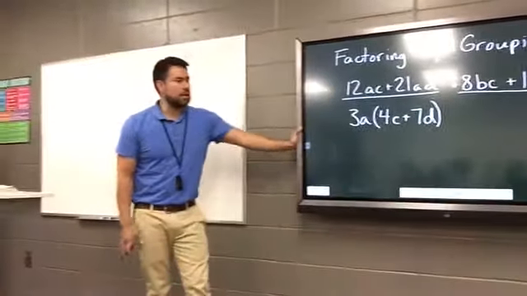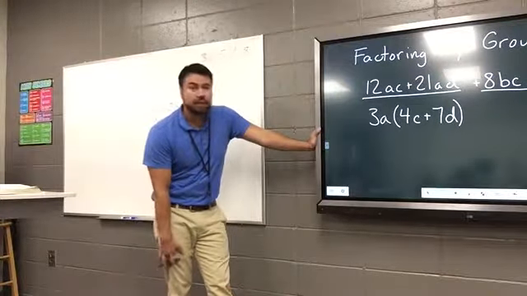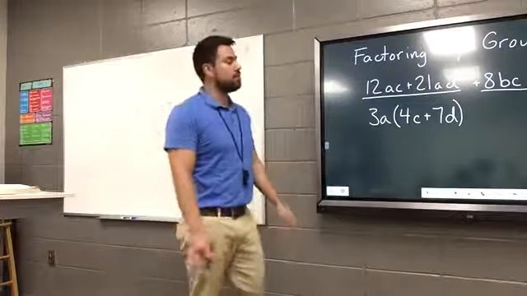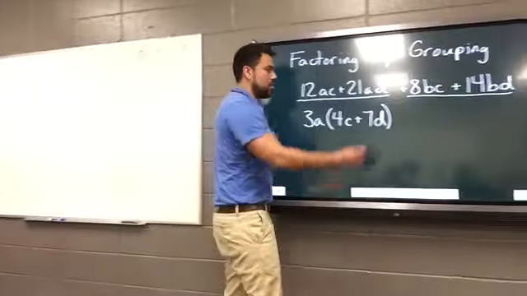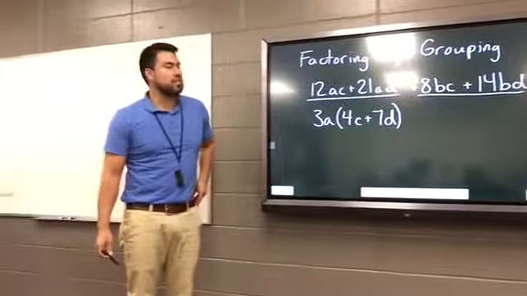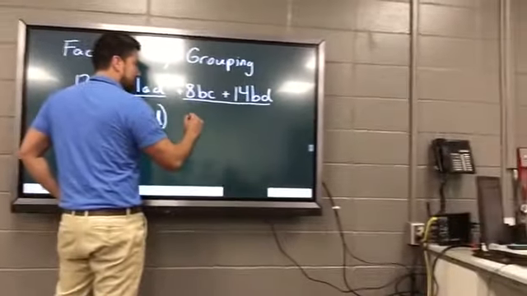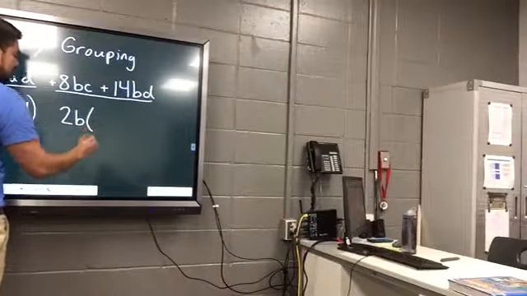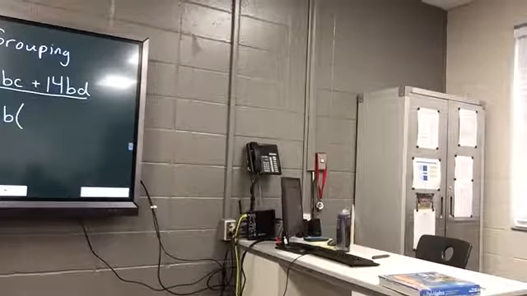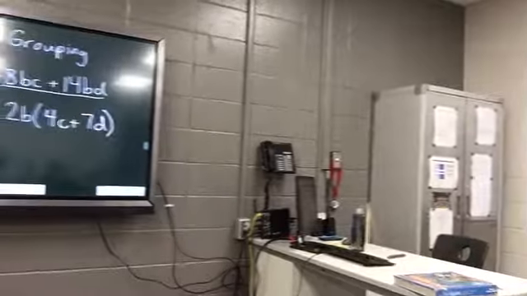Do you guys agree with that? Okay, I'll pause a little bit just so you can catch up if you're still writing this down. And then we're going to factor out the second 2 terms. So I'm going to look here at these 2 terms and ask myself, what's the GCF of 8bc and 14bd? 2b. Yes, 2b. And then what's left in parentheses? 4c plus 7d.